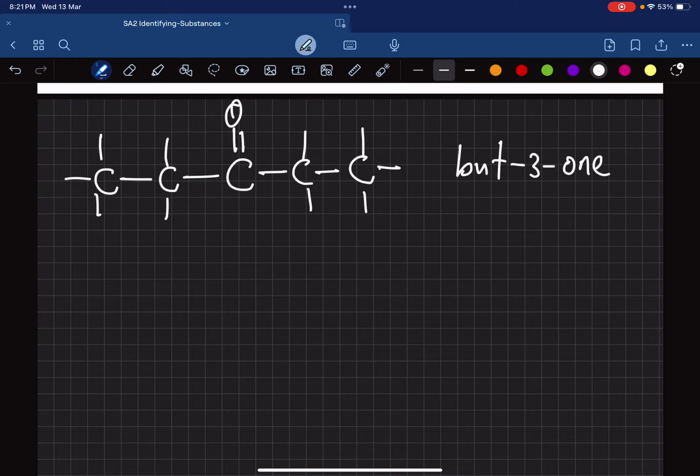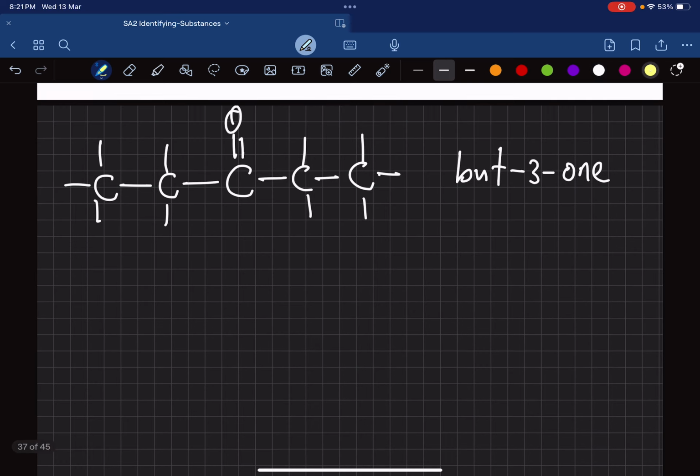In this case, I hope you can see that there is a symmetry in the center here. If I put a mirror here, this carbon and this carbon are mirror images of each other. This carbon and this carbon are mirror images of each other. And that leaves us with this carbon, which is different from all 3 of them.